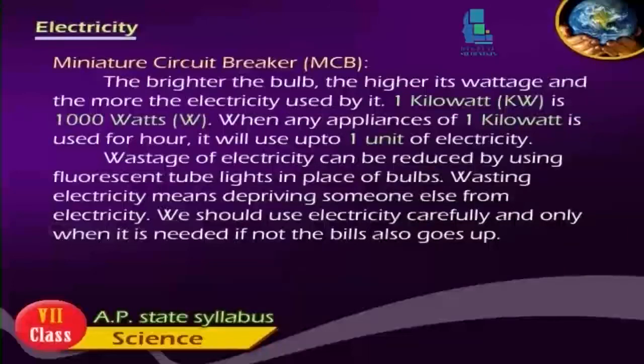1 kilowatt is 1000 watts. When any appliance of 1 kilowatt is used for an hour, it will use 1 unit of electricity. Wastage of electricity can be reduced by using fluorescent tube lights in place of bulbs.